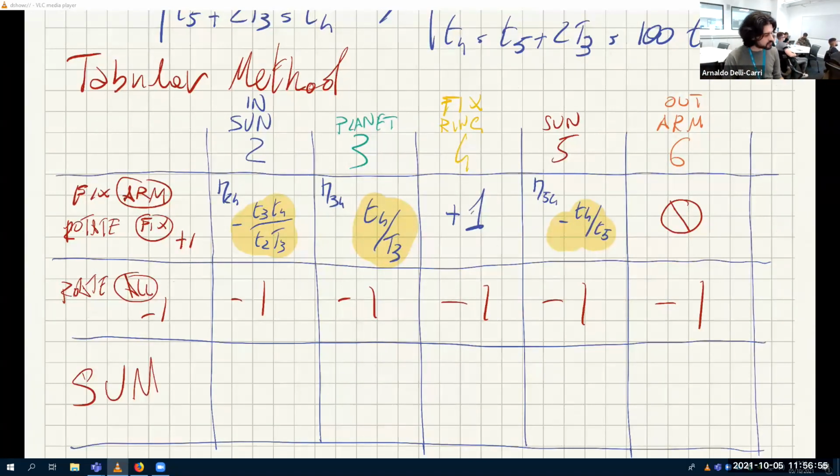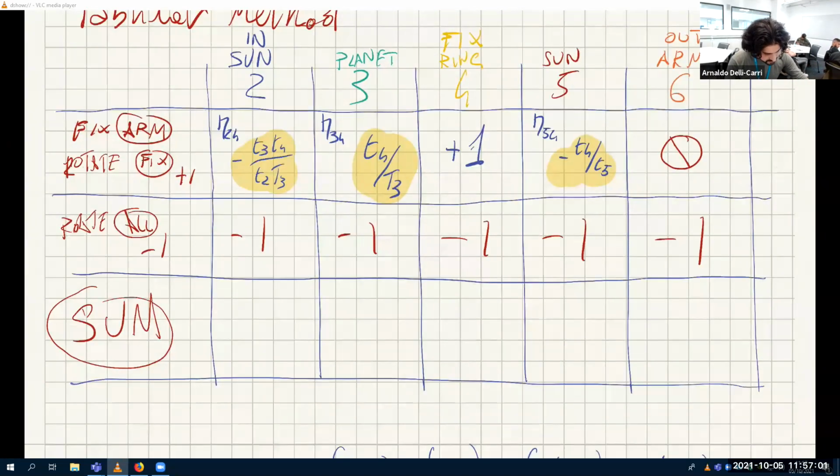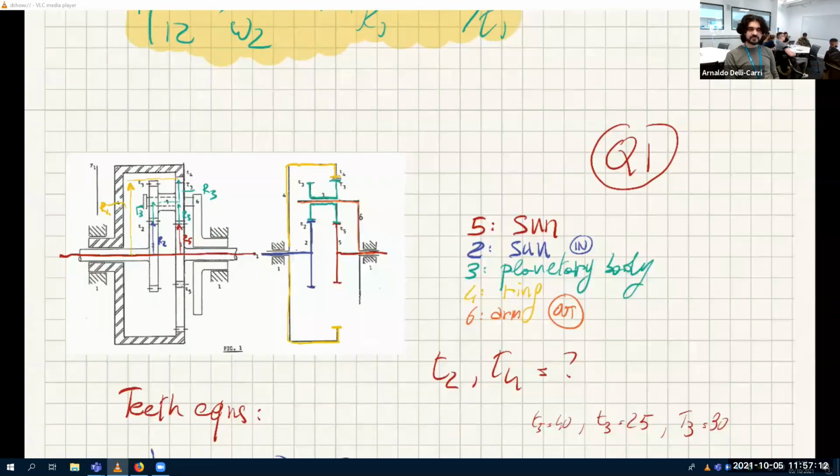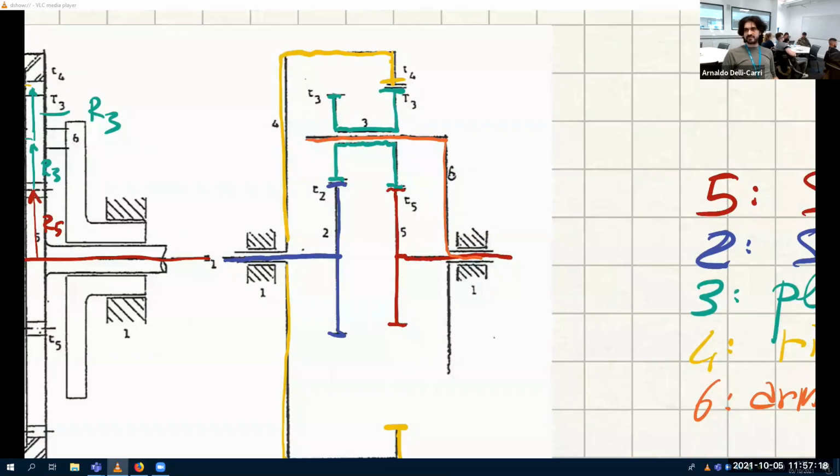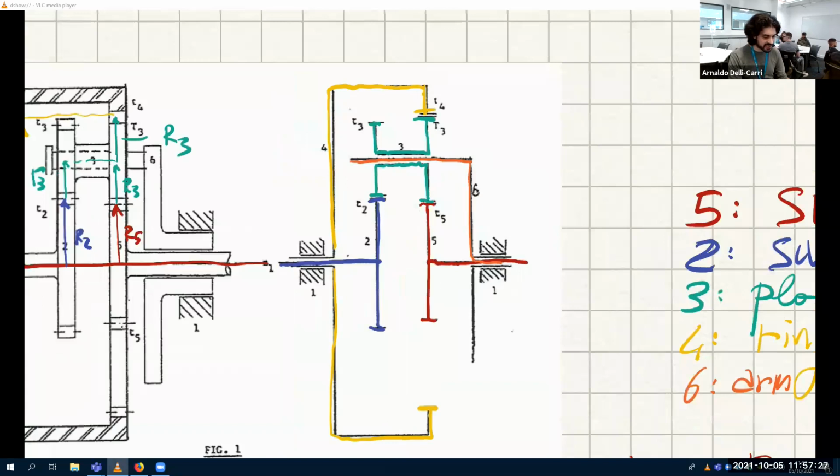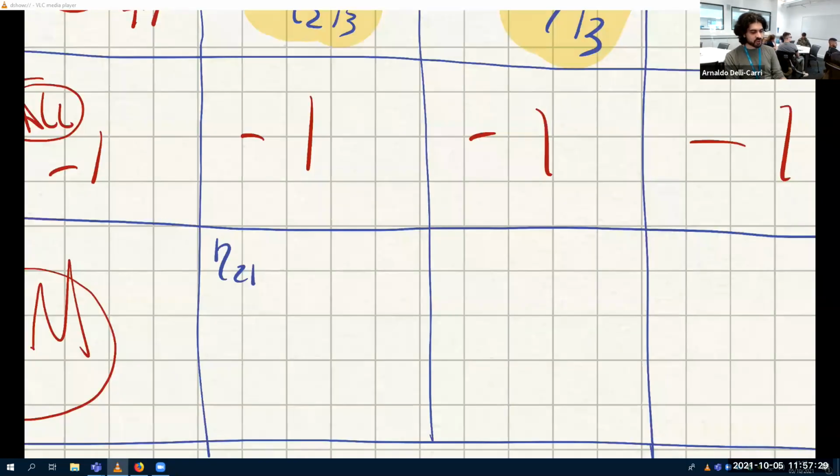Sum. And so that means that now this represents eta to 1. What is 1? Look, we didn't use 1 anywhere. In the picture, what is 1? It's the ground. So that means omega 1 is always 0. The ground doesn't rotate. That's the idea. This is the fixed. This is the transmission ratio, the absolute rotation of omega 2 with respect to the ground. Okay?